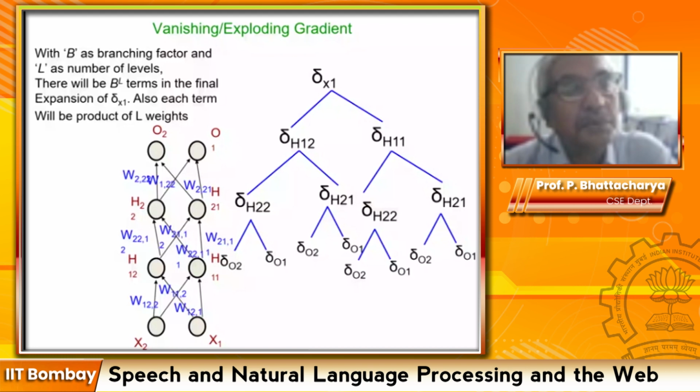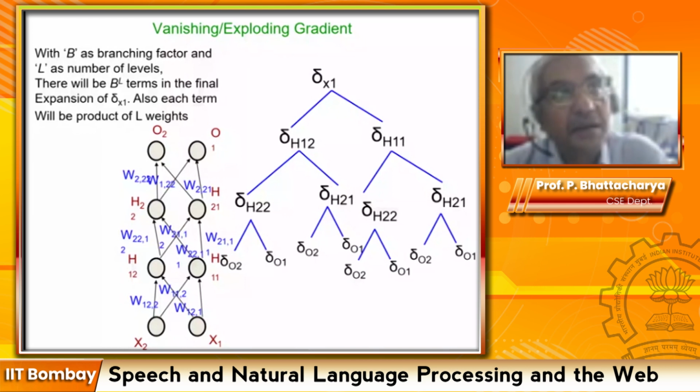So this is now the source of vanishing or exploding gradient. Now you see, if each of these terms is positive in the exponential expression for delta x1, then you have addition of b to the power L terms, which itself is a very large quantity. So that is an exploding gradient. And you don't have to go so far. If L terms, let's say 10 weight terms, are multiplying each other, that itself will be a very large number if all the weight values are above 1.